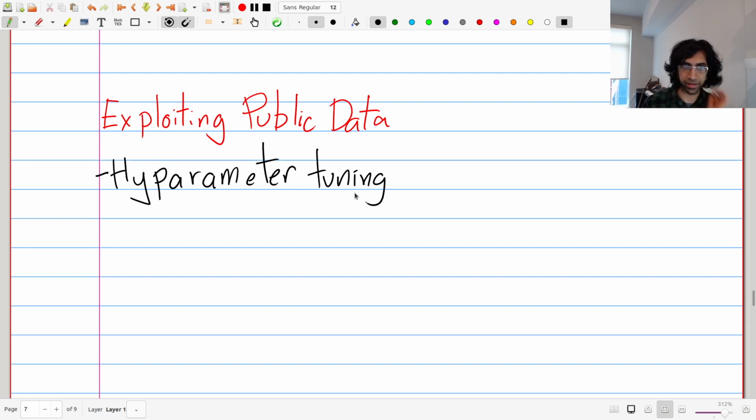Yeah, the point is, I spelled hyper wrong. The point is that hyperparameter tuning is a much bigger challenge in the private setting, just because of the fact that we also have to deal with a privacy budget.